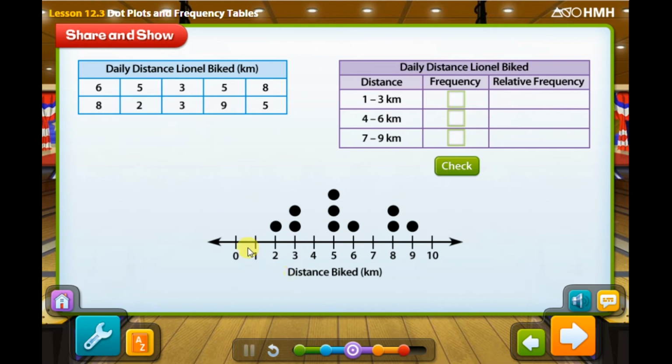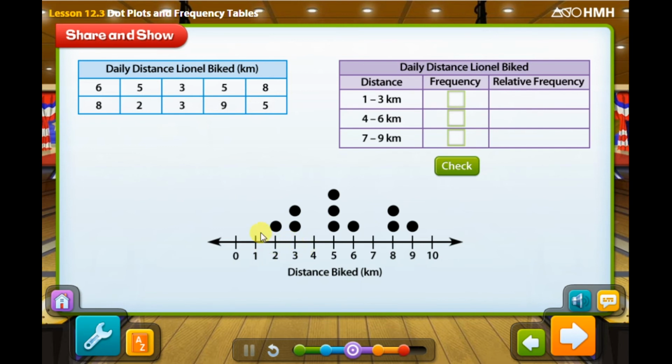Okay, so first we divide it into groups, and it should be equal groups or equal intervals. So the first interval will be from 1 to 3, then from 4 to 6. So afterwards it will be from 7 to 9. So each interval has three numbers, or 3 spaces.